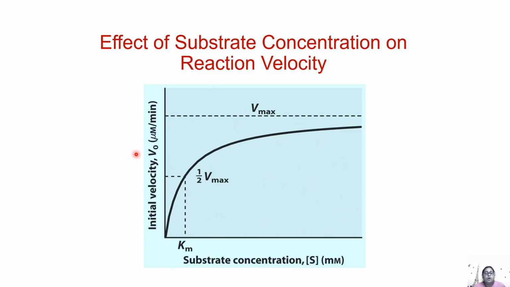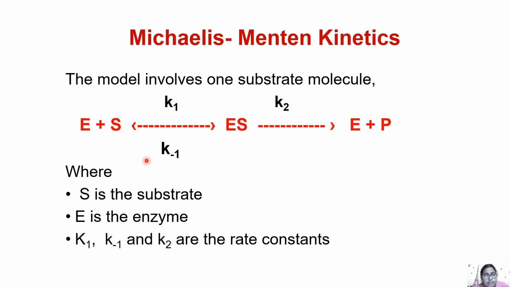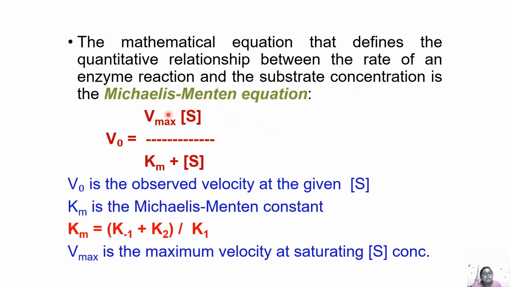So, on the x-axis, we have substrate concentration. On the y-axis, we have initial velocity. Okay, this is the Michaelis-Menten kinetics. So the Michaelis-Menten equation is V0 equals Vmax times S divided by Km plus S. This mathematical equation defines the quantitative relationship between the rate of an enzyme reaction and the substrate concentration. If you take the reciprocal of this equation, you will find the Lineweaver-Burk model.